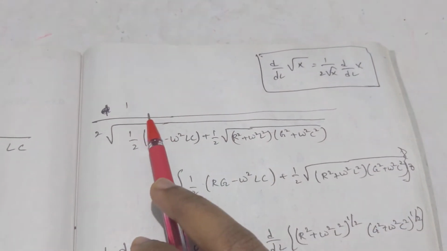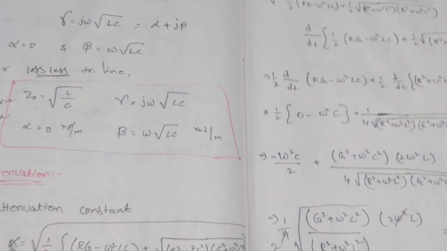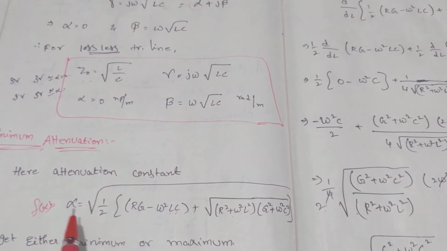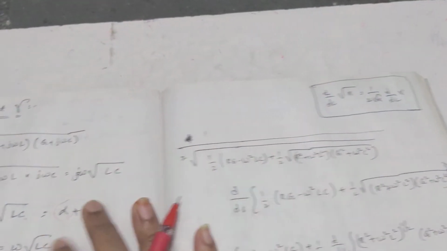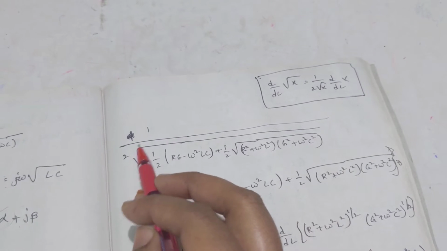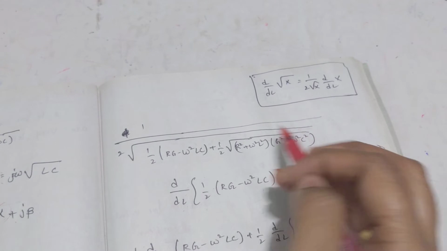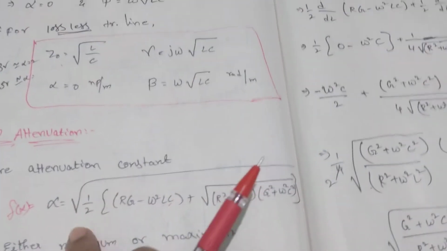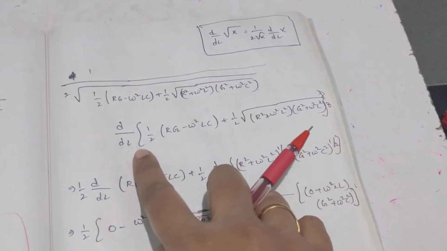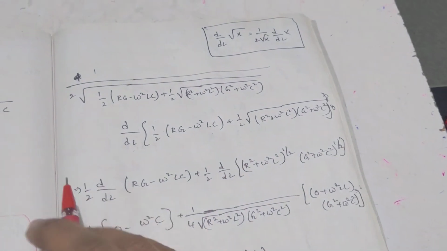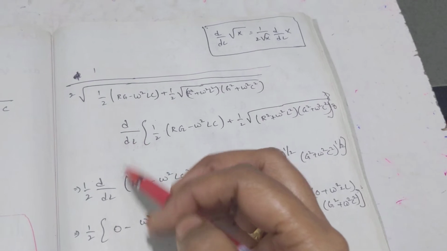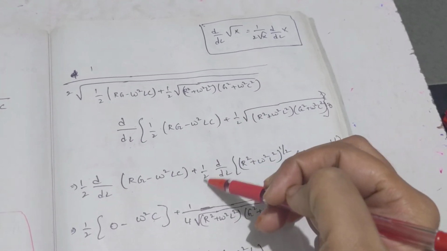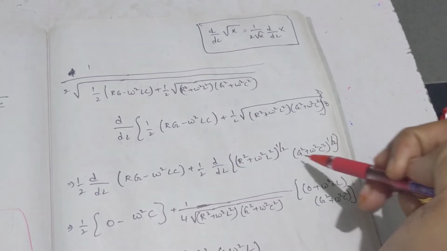For ease of understanding, I have written 1 by 2 root x here. This is the alpha value, and x is whatever is inside the square root. So you may forget about this term and directly go for this term. We have to take the derivative of each and every individual term. This 1 by 2 is a constant, so I bring it out, and d by dL of this term. Again here 1 by 2 is a constant, so I bring it out, and d by dL of the rest of the element.